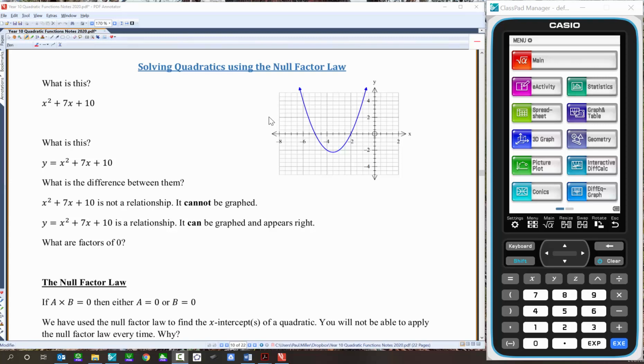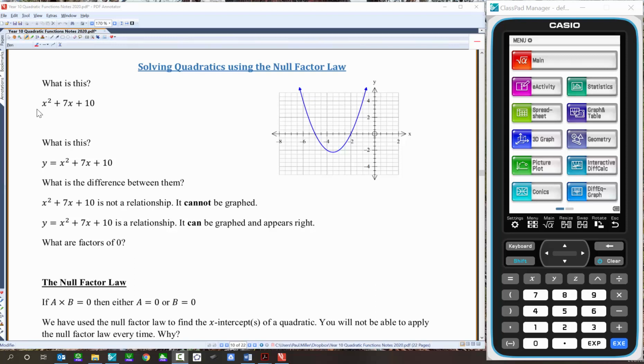We've been working on expressions and factorising expressions. Today what we're going to do is extend that up to solving quadratic equations. And the technique we're going to learn today is called the Null Factor Law. Okay, so all the factorising you've been doing is leading up to today. So an exciting turn of events.